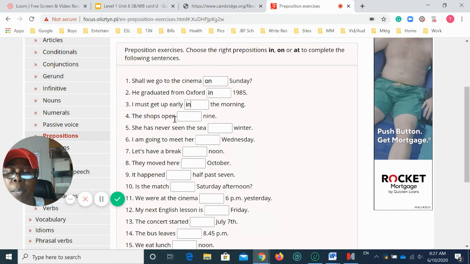The shops open. Now this is interesting because they have a specific time but they wrote it in words and not in numbers. But the idea is still the same. With a specific time, you still use at. Shops open at 9.